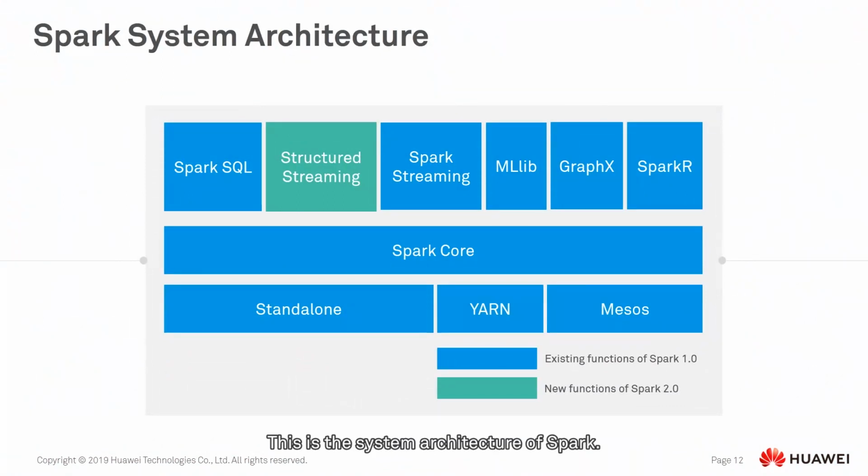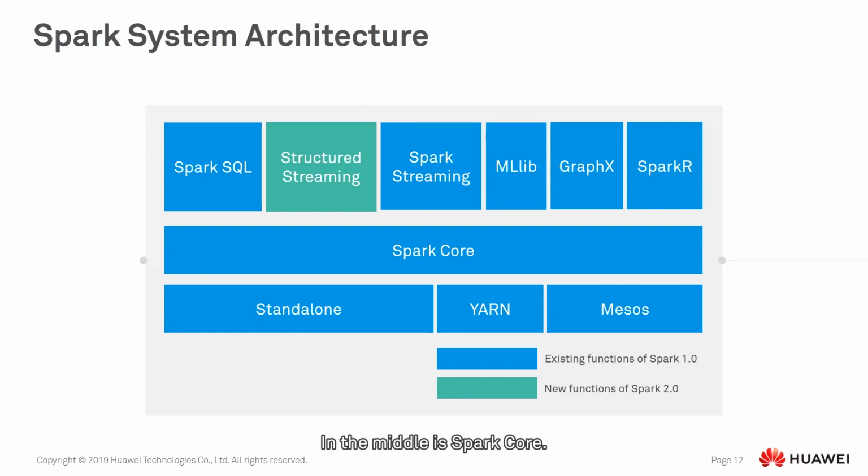This is the system architecture of Spark. The green part is the new function of Spark version 2. At the bottom is the standalone scheduler, which is a resource management framework that comes with Spark. It also supports the resource management systems of Yarn and Mesos. But Fusion Insight integrates the Spark on Yarn mode by default and does not support other modes currently.